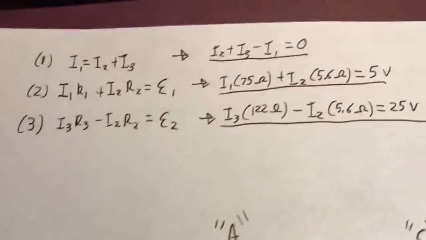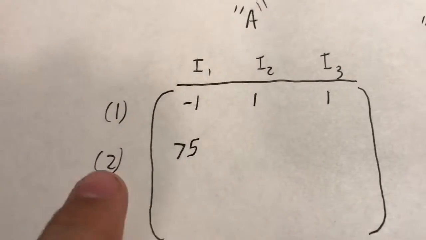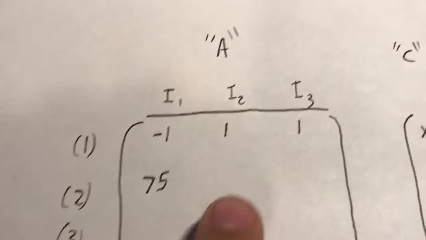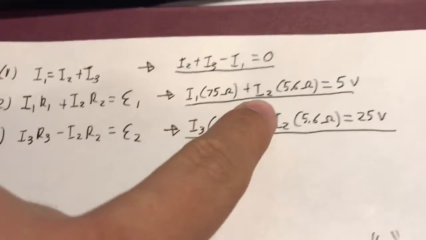Cool. So let's go to I2 now. Is there a part in equation 2 that has a resistance attached to an I2 current? And yes, there is.